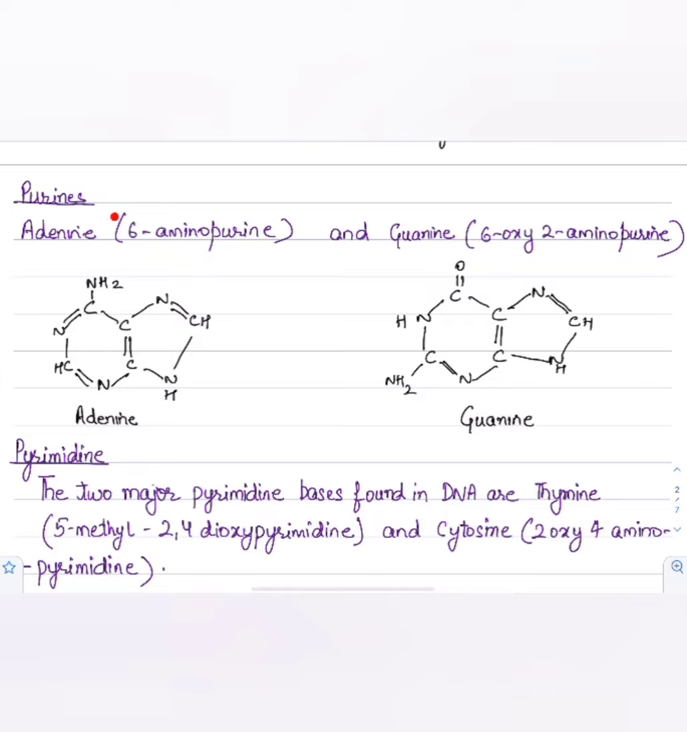Purines are found in DNA as well as in RNA: adenine, also called 6-aminopurine, and guanine, also called 6-oxy-2-aminopurine. Adenine has an amino group on the C6 carbon, whereas guanine has it at the C2 carbon. Adenine contains this amino group at C6, you can see here, whereas guanine contains it at the C2 carbon, and a carbonyl group is there at the C6 carbon.